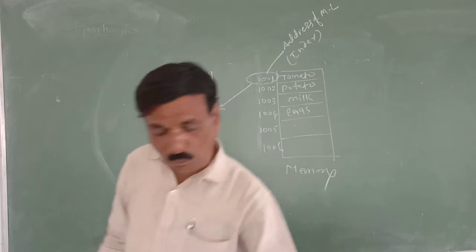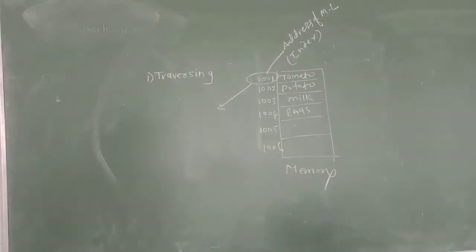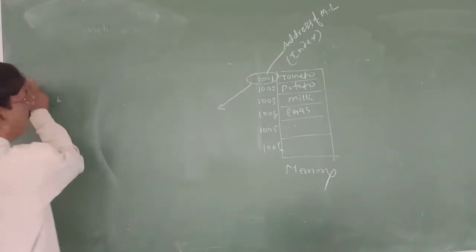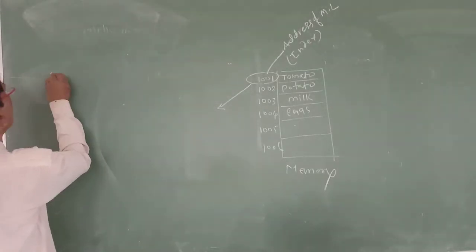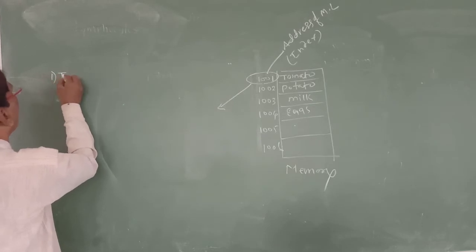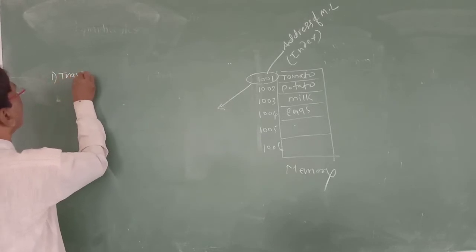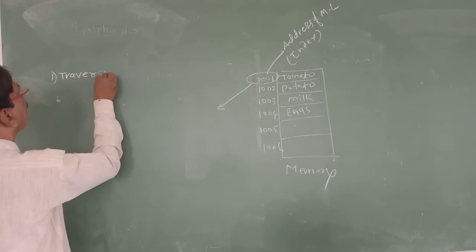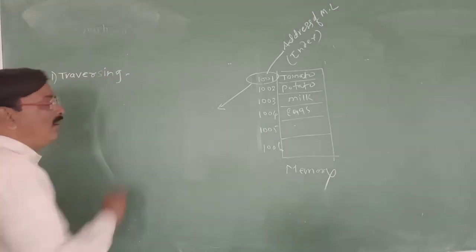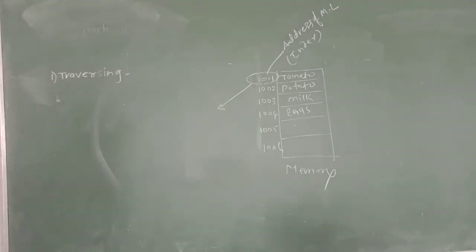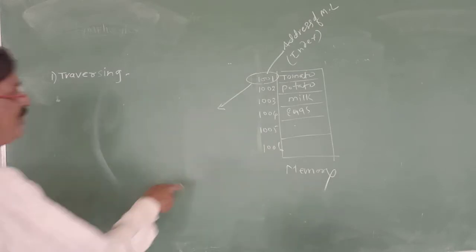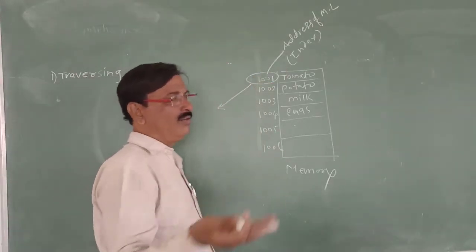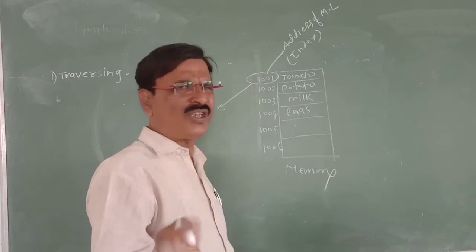Now the question arises, what exactly is meant by traversing? Traversing the list stands for visiting the first element, and reading or processing it.